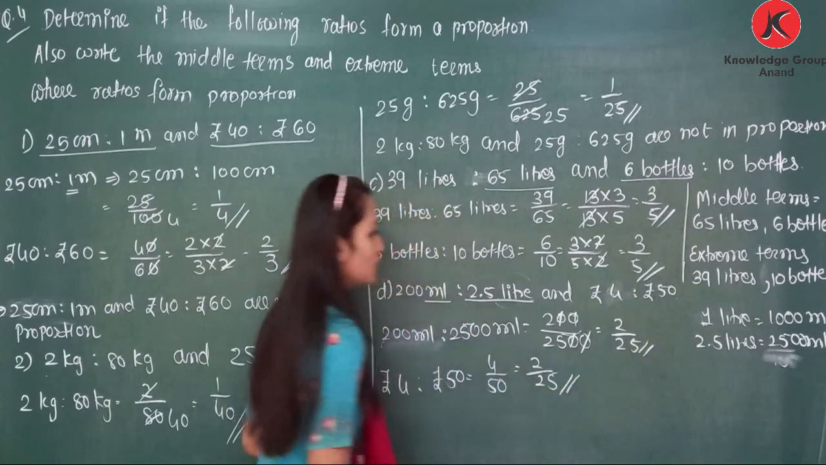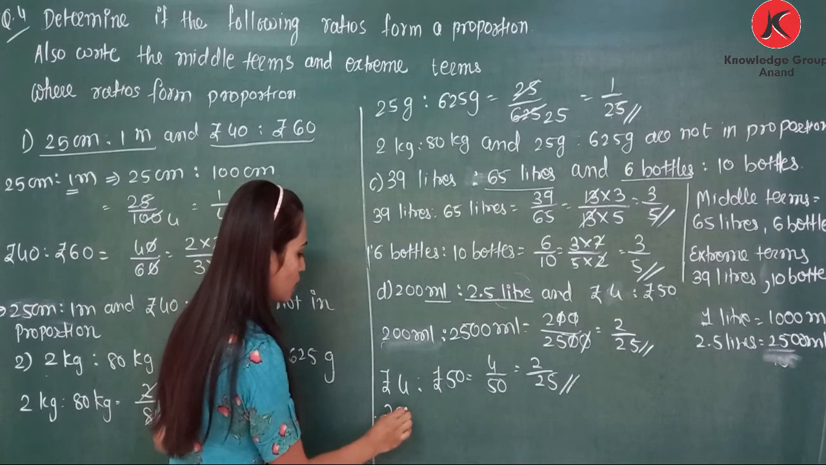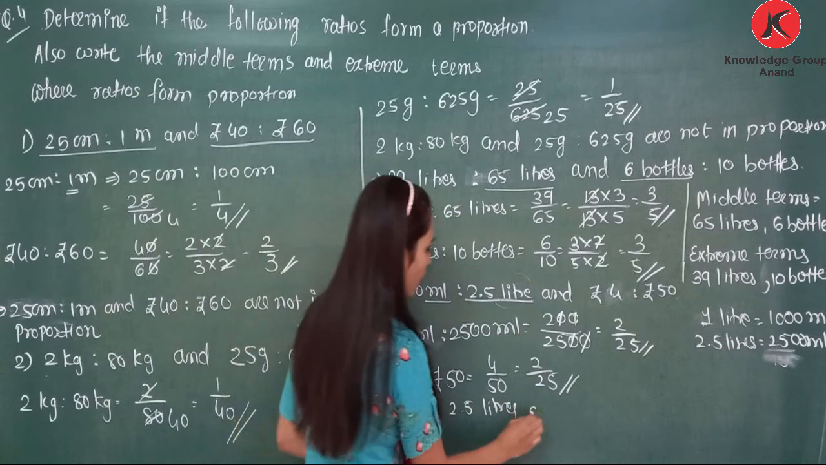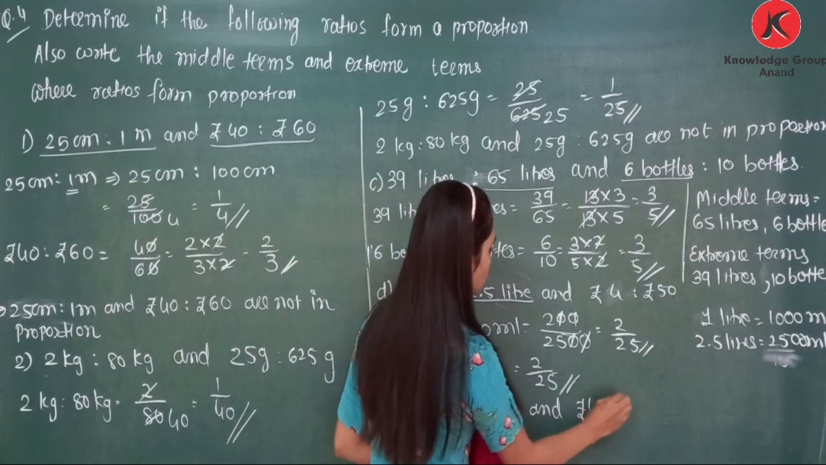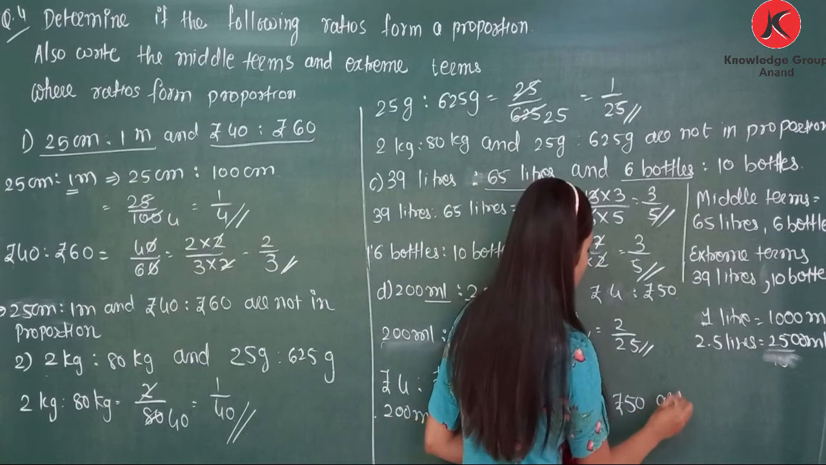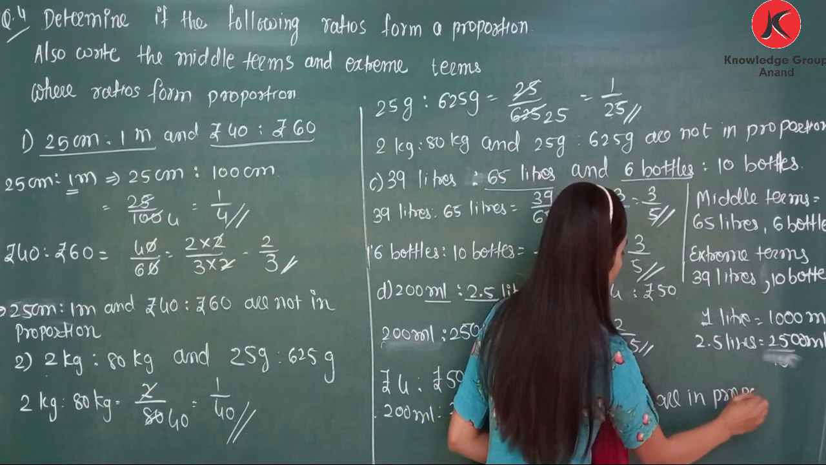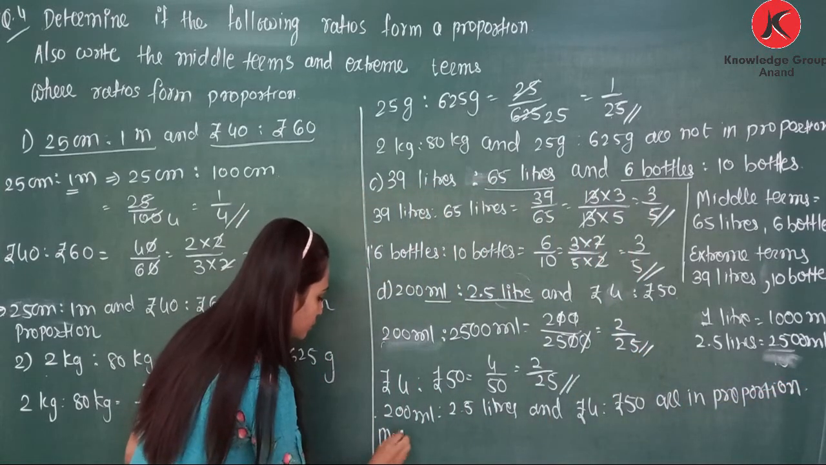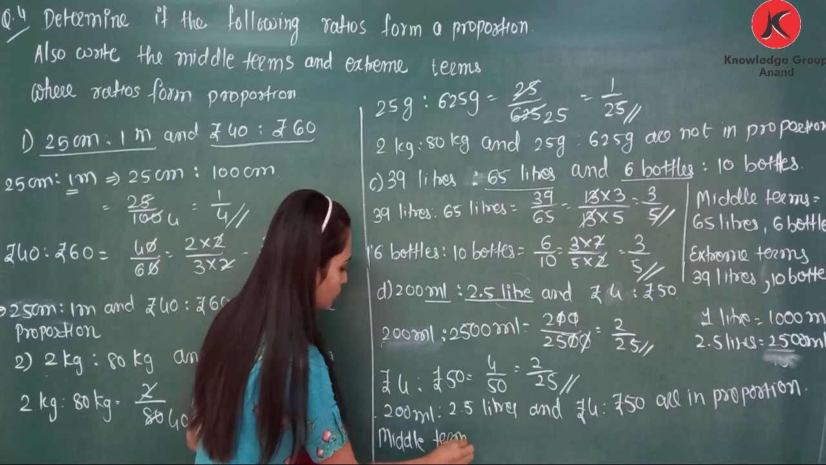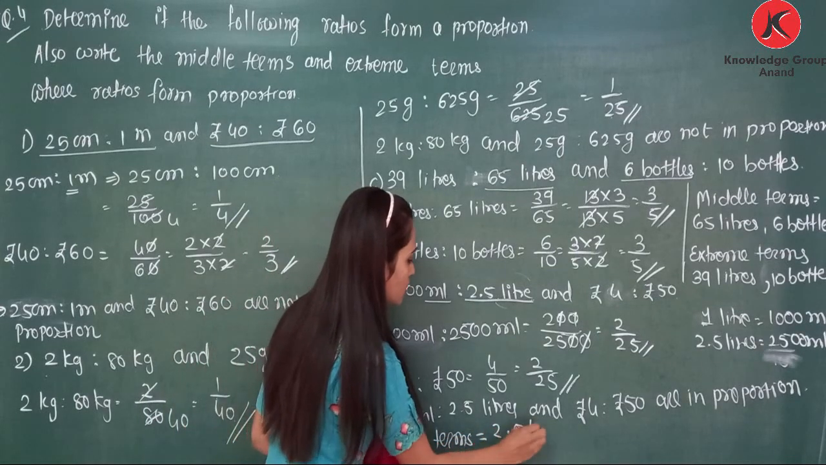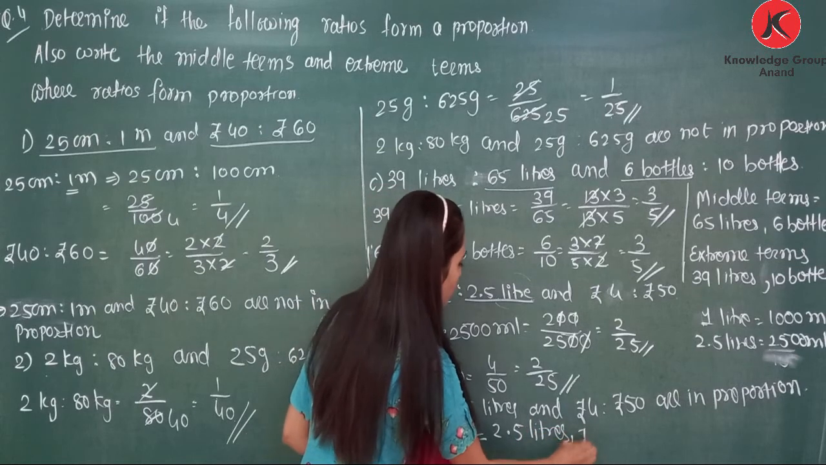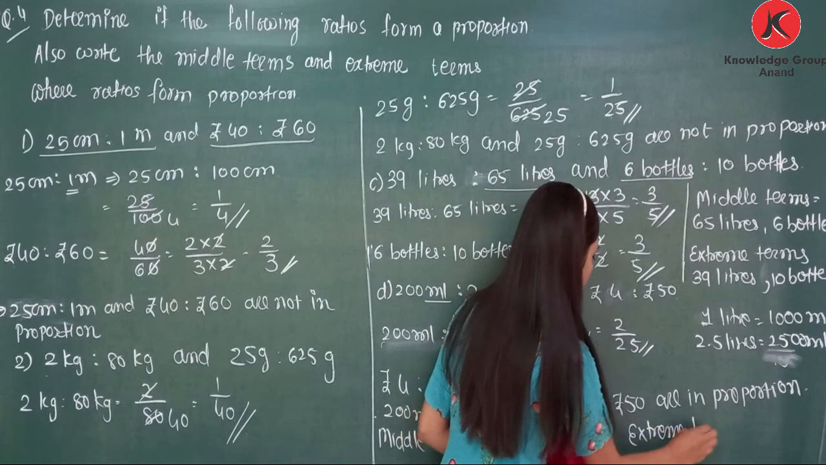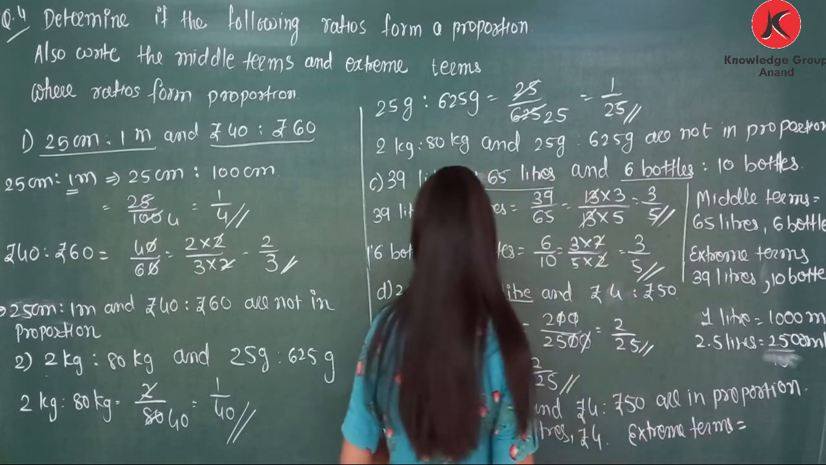Again the ratios are in proportion, so we can write 200 ml is to 2.5 liters and rupees 4 is to rupees 50 are in proportion. So we get the middle terms: 2.5 liters and rupees 4, and the extreme terms: 200 ml and rupees 50.